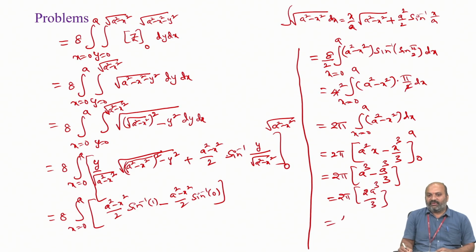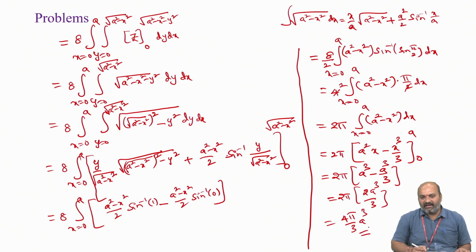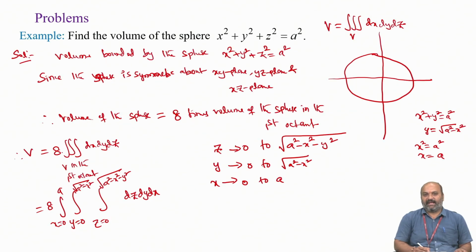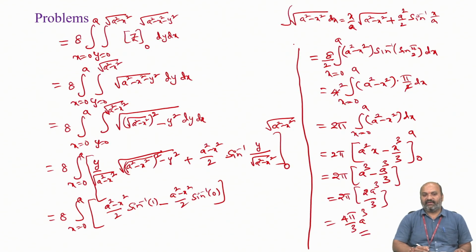That is equal to 2 pi into 2, which is 4 pi by 3 a cube. As we know the formula, the volume of the sphere is 4 pi by 3 r cube. What is r? R is the radius of the sphere. So here the radius of the sphere is a. That's why the volume of the sphere is 4 pi by 3 r cube, here it is 4 pi by 3 a cube. Okay, I hope you understand.